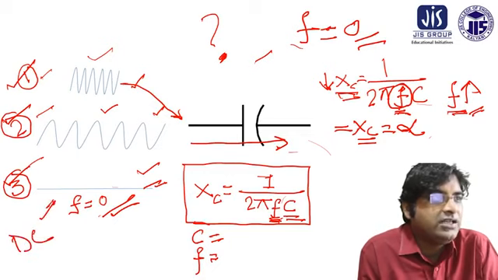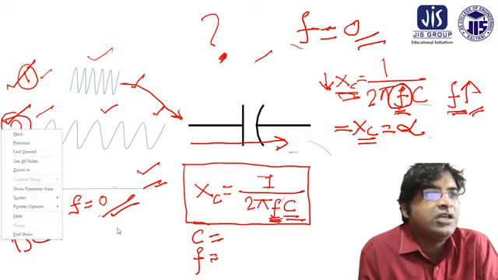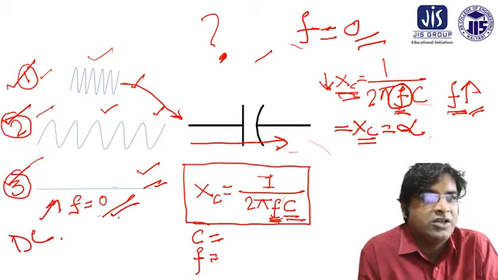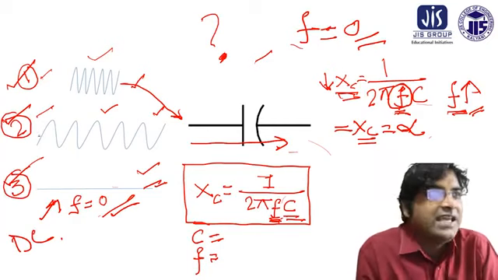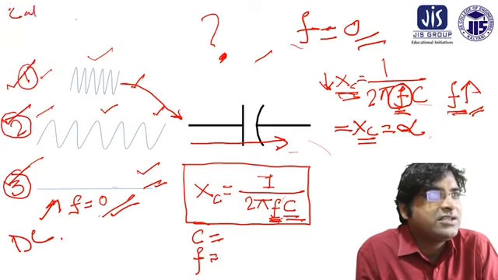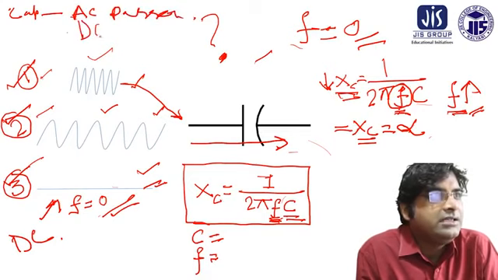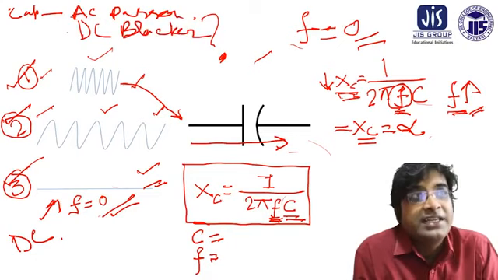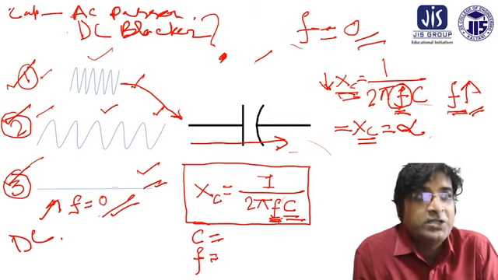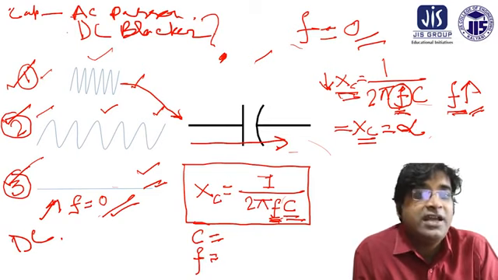It is the DC signal you see. So DC is not capable of passing through this capacitance. So we can conclude this video this way: capacitors are actually AC passers and DC blockers. A capacitor is specifically an AC passer and a DC blocker. These things we can understand here.